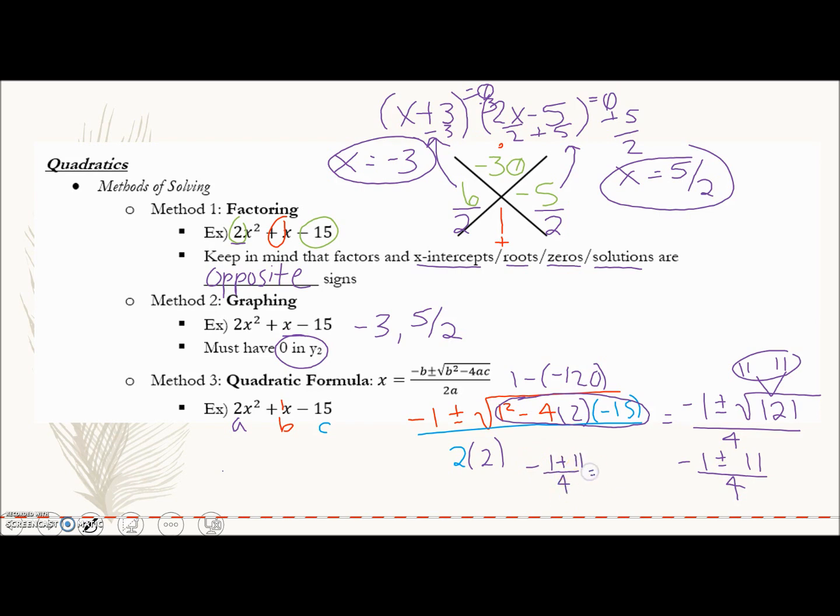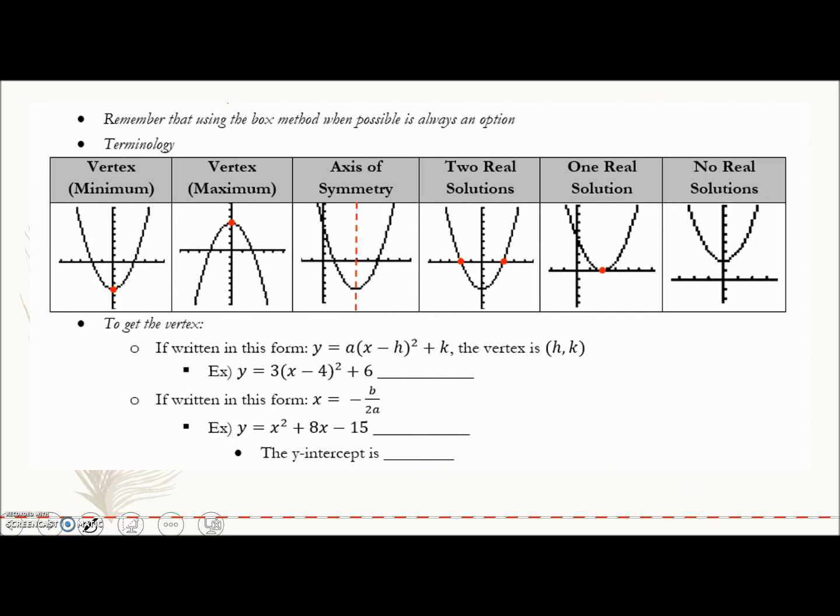So that will give you 10 over 4, which is 5/2. And then when you do -1 minus 11 over 4, that gets you -12 divided by 4, which is -3. So the two answers that we've already got. Remember that using the box method when possible is always an option. So if you have a problem and it gives you the factors, you could just do the box method and see if it gets the quadratic back.